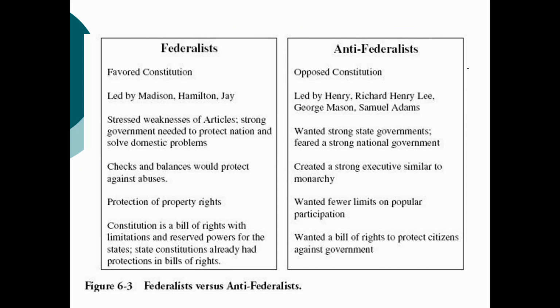Anti-Federalists will oppose the Constitution. They want strong state governments. They feared a strong national government. They said that a strong executive will be similar to a monarchy. It didn't help that Alexander Hamilton, during the Second Constitutional Convention, was arguing for an elective monarchy. He spoke for six hours about how America needed to have an elective monarchy, and it was considered a brilliant speech that nobody listened to. The Anti-Federalists wanted fewer limits on popular participation, and they wanted a Bill of Rights to protect citizens against the government.